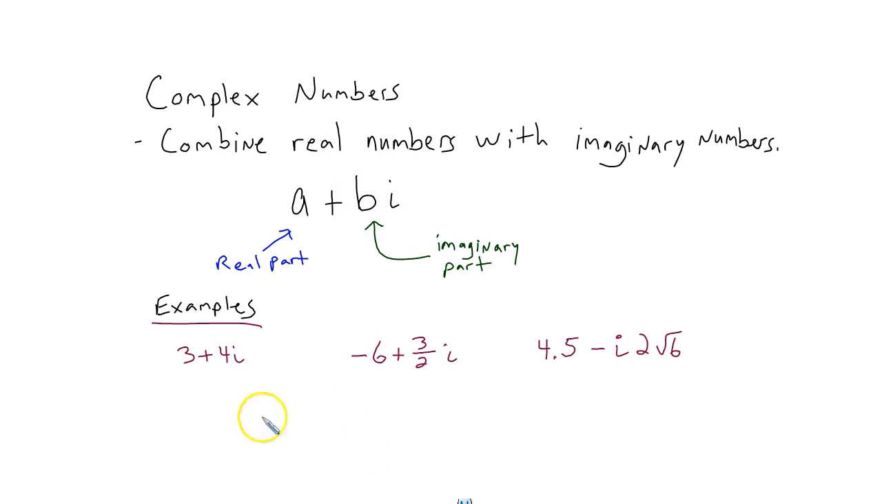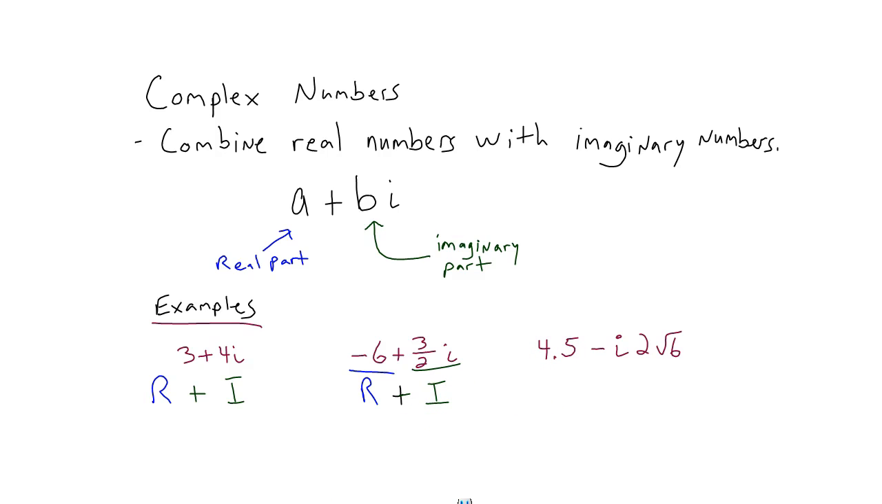Okay, so some examples. 3 plus 4i. 3 is the real part. 4i is the imaginary part. So we've got real plus imaginary. In our second example, negative 6 plus 3 halves i. Negative 6 is the real part. And then 3 halves i is the imaginary part.